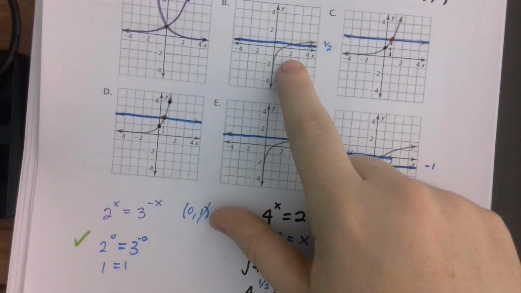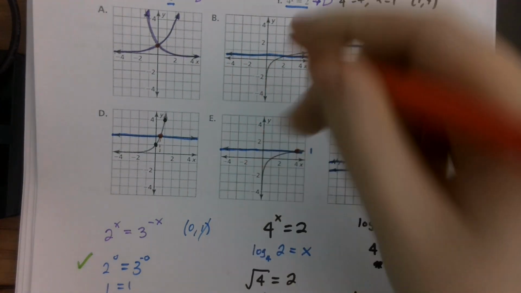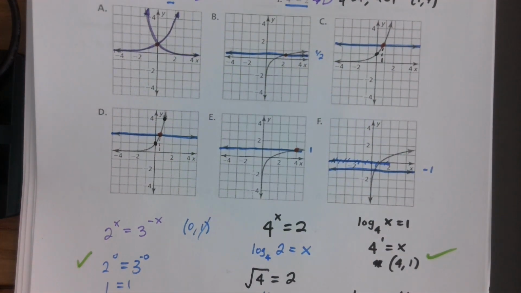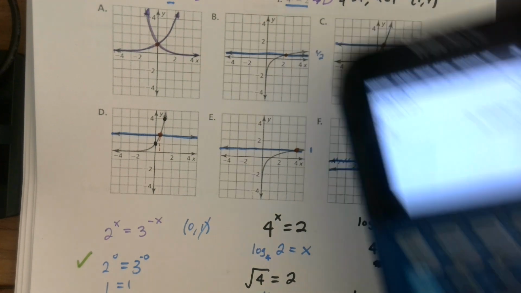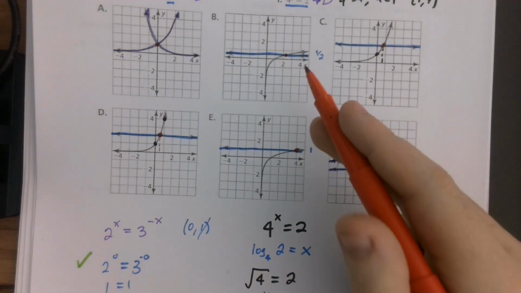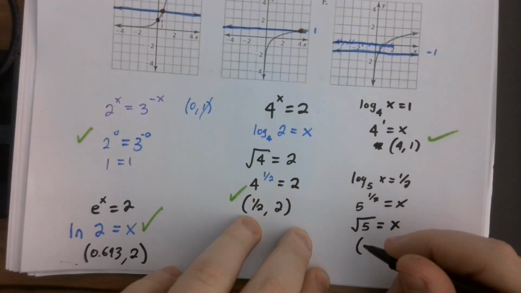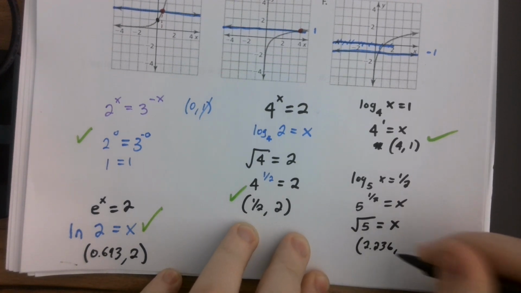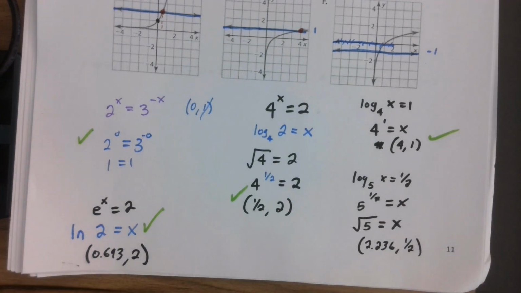Is the x value on here bigger than 2 and less than 3? I think it's just barely bigger than 2. Just in case, we can check out our graphing calculator. 2.236, does that look like an x value of 2.236? I certainly think it does. I'm going to call it there. I'm going to say that is our correct x value, 2.236. And the y value is, again, 1/2, because that's where our horizontal line is. Check.